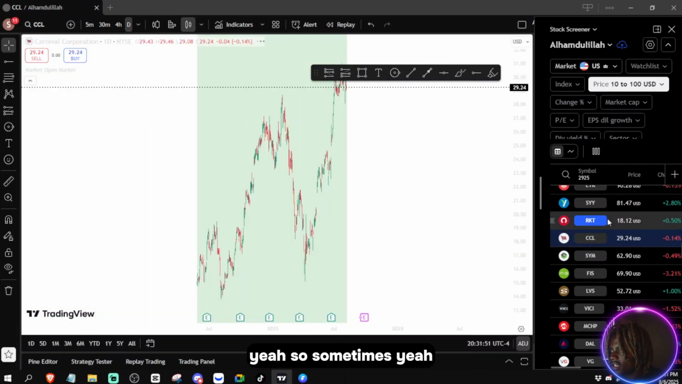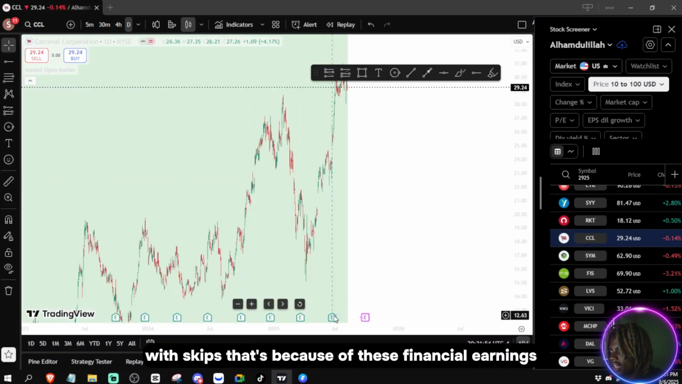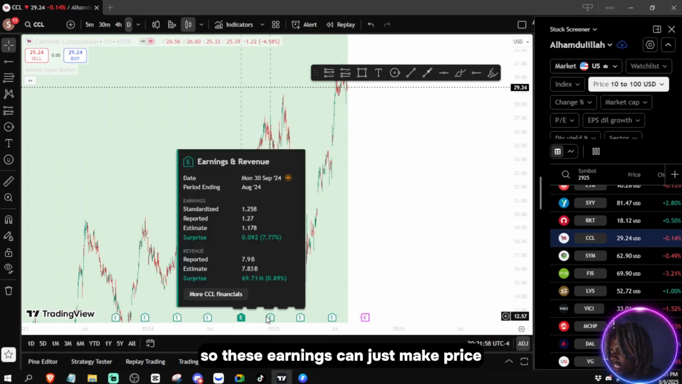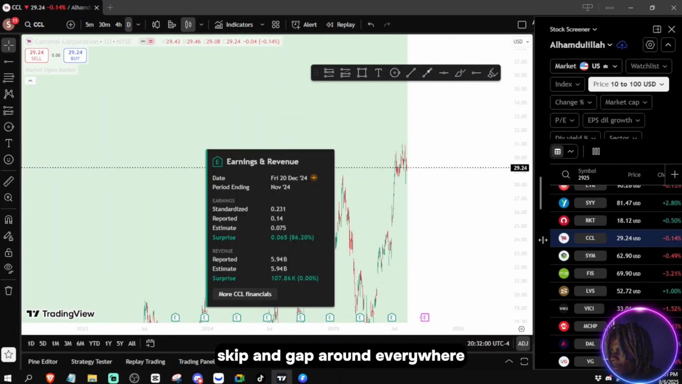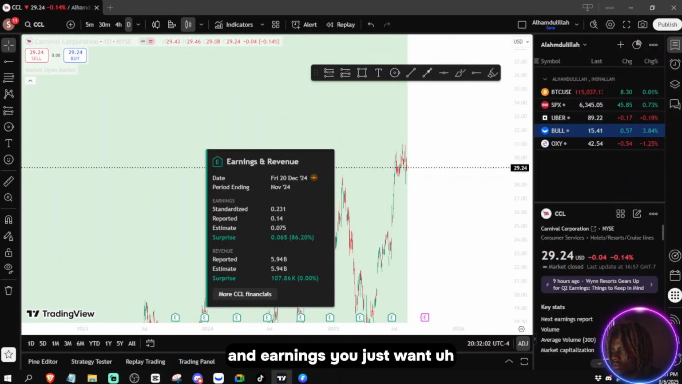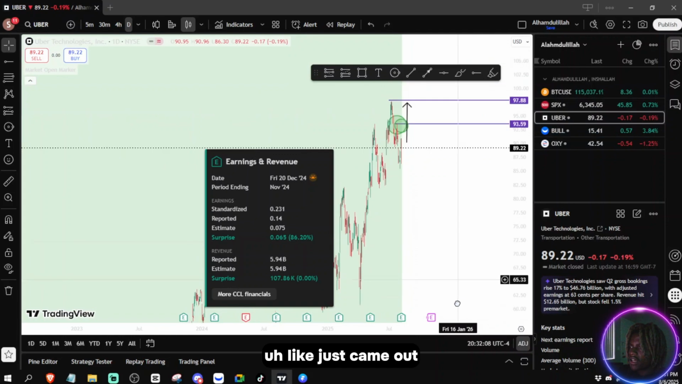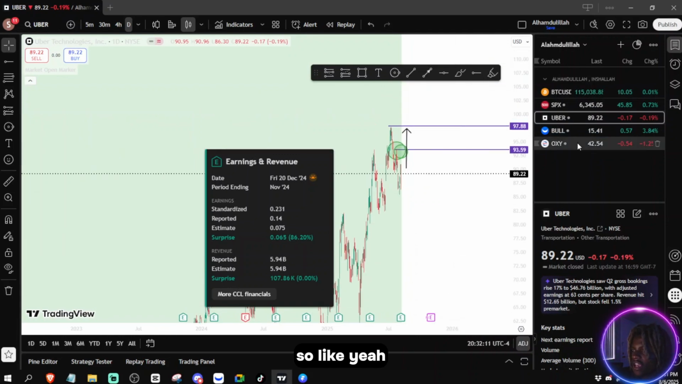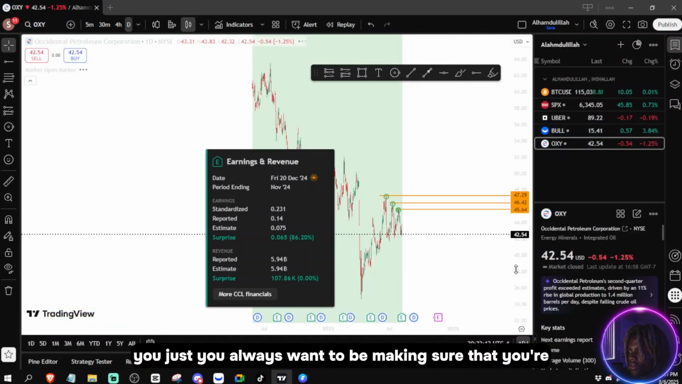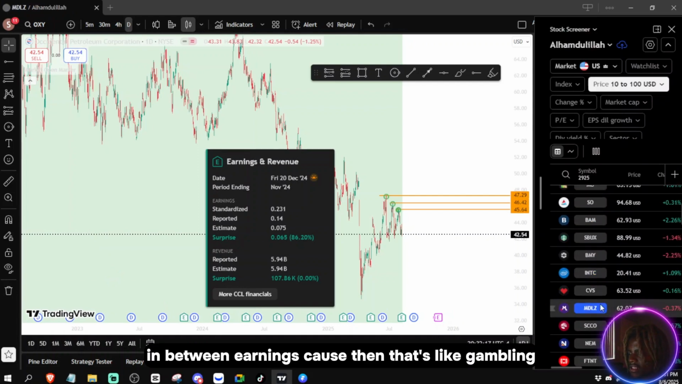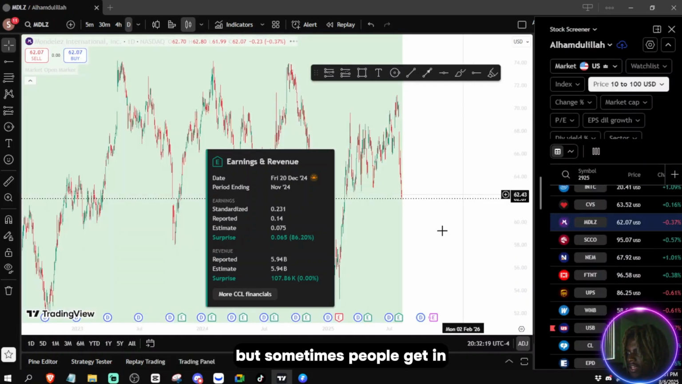Yeah, so sometimes with skips, that's because of these financial earnings. These earnings can make price skip and gap around everywhere. TradingView will show you the earnings report date here at the bottom. I think Uber or something like that just came out. You always want to make sure that you're not trading in between earnings, because then that's like gambling. But sometimes people get in, and that's not their fault.